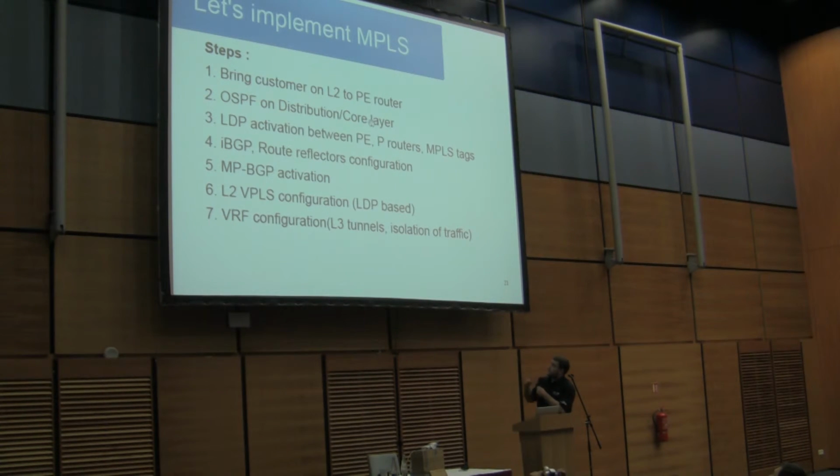The first step, bring the customer on layer 2 to the provider edge router. The second, we activated OSPF on the distribution and core layer. We activated LDP, as I told, MPLS tags, so MPLS is enabled. Then we built BGP, but instead of a full mesh of BGP, we will build BGP with route reflectors. And this is just a small step, multi-protocol BGP activation on MikroTik. And the 2 last steps are creating the tunnels themselves. L2 VPLS, LDP-based or multi-protocol BGP-based, or the VRF. This is the last step for layer 3 tunnels.